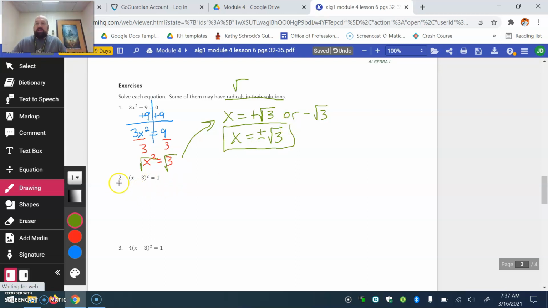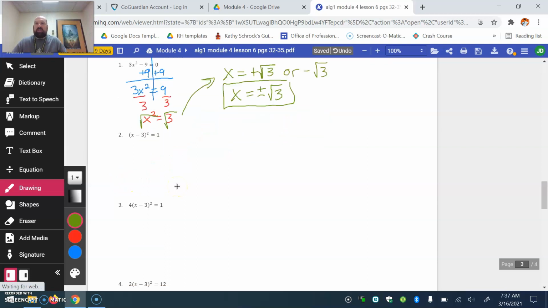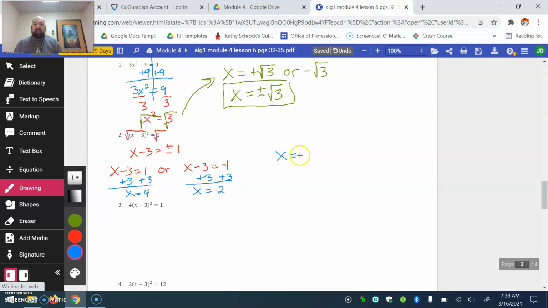So either of these are acceptable ways to answer this problem. Okay, see if you can set up number 2 on your own. I'm going to pause the recording and fill in the information. Okay, so first step for number 2 is to take the square root of both sides. I get x - 3 = positive or negative 1. So I set up 2 different equations, and I'm going to add 3 to both sides. On this side, I get x is equal to 4, and x - 3 = -1. I'm going to add 3 to both sides, and I get x is equal to 2. So the answer is x = 4 or 2.